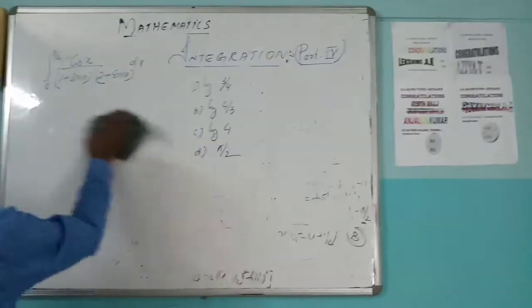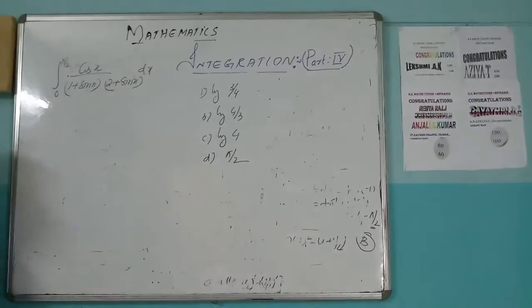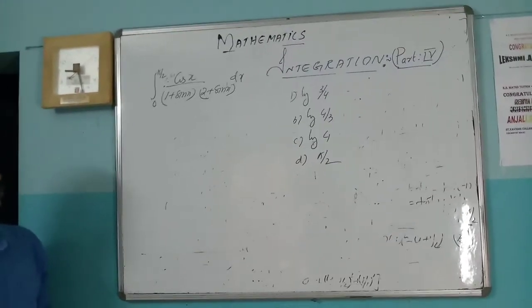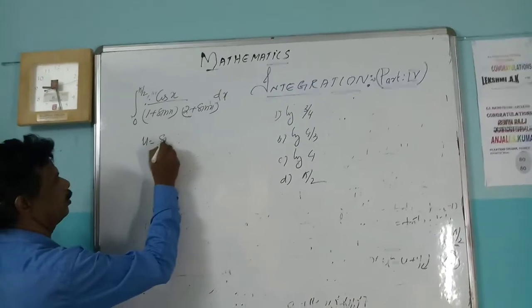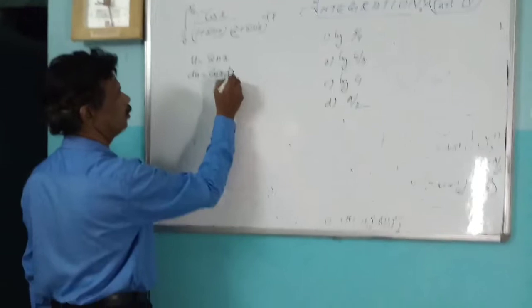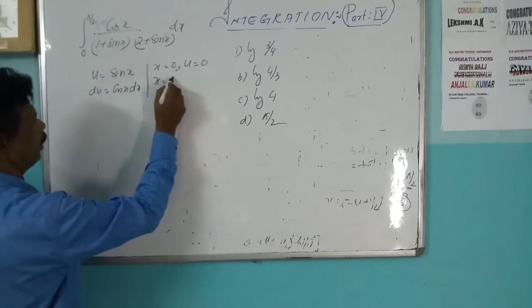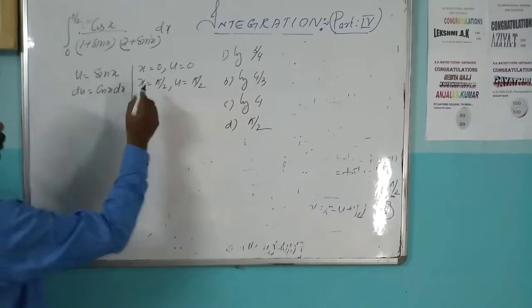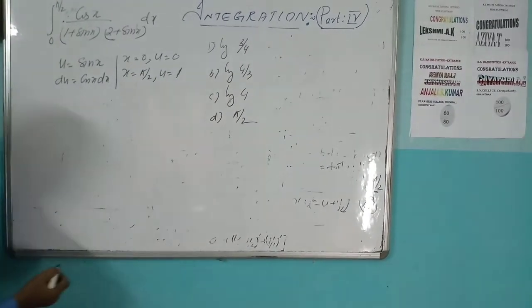Okay. So, integral 0 to pi by 2, cos x divided by 1 plus sin x into 2 plus sin x dx. For integrating this function, we have to use substitution. Put u equal to sin x, then du equal to cos x dx. Change the limit. When x equal to 0, u equal to 0. When x equal to pi by 2, u equal to sin pi by 2, sin 90, which is equal to 1.